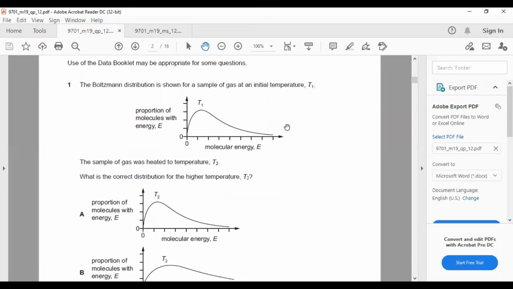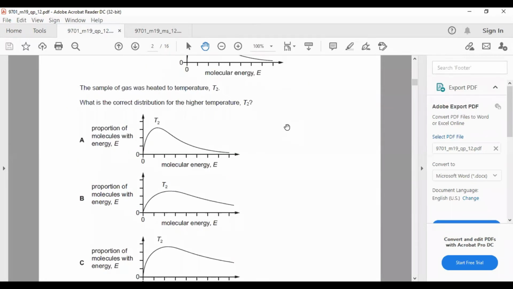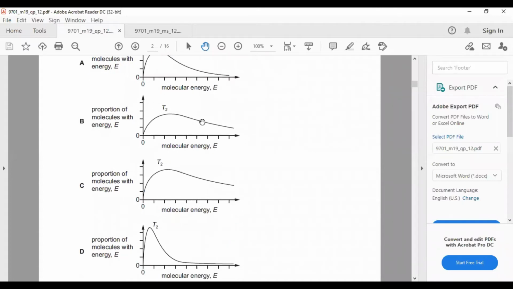A is wrong because A is almost similar. At higher temperature, B looks correct because 1, 2, 3, the peak at higher temperature is lowered. And why is C wrong? Because 1, 2, 3, the peak is raised. In D also the peak is increased. The peak at higher temperature is lowered and slightly moved towards the right, and from here it is slightly lifted. So B for balloon is the answer.